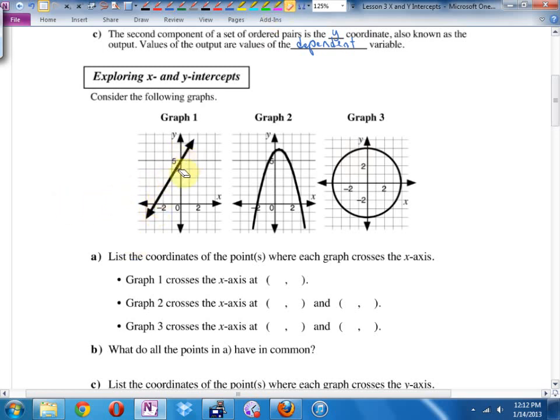Where does this graph cross the x-axis? Right there. What are the coordinates? What, comma, what? What are the coordinates of that point right there? What, comma, what? Right here? Yeah? -3, 0. You are correct.